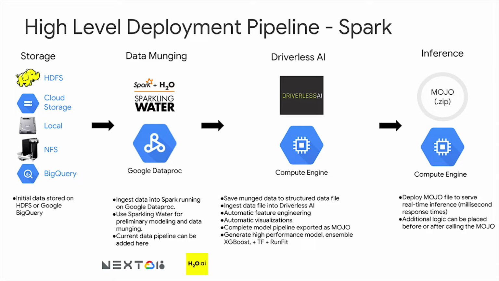Now, both Driverless AI and the MOJO scoring pipelines can all be served on VMs in GCP, so on Google Compute Engine. And the nice thing is that you can have a smaller platform that doesn't necessarily need GPUs to serve MOJOs, because they don't actually need the GPUs.